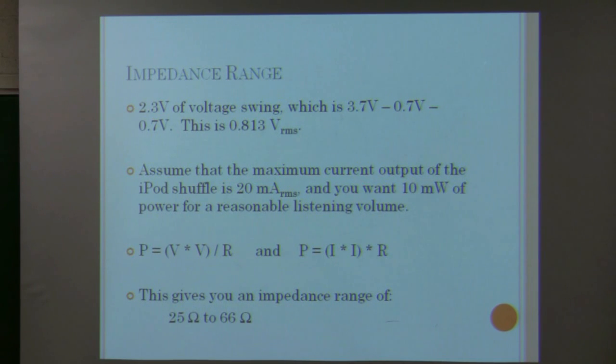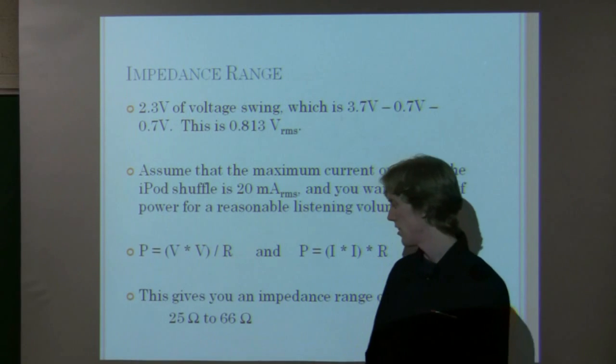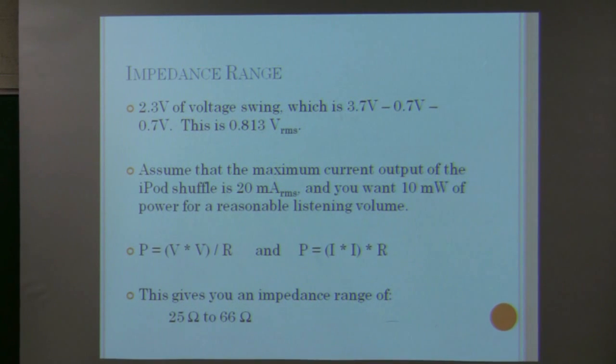You also have a current limit, which I took to be about 20 milliamps RMS. So pretty much you have these two equations that I showed in a different slide to relate power to voltage and current and resistance. So what happens is you're pretty much limited on one end by voltage and on the other end of resistance by current. Does anybody here have a calculator? I'm going to do a quick calculation.